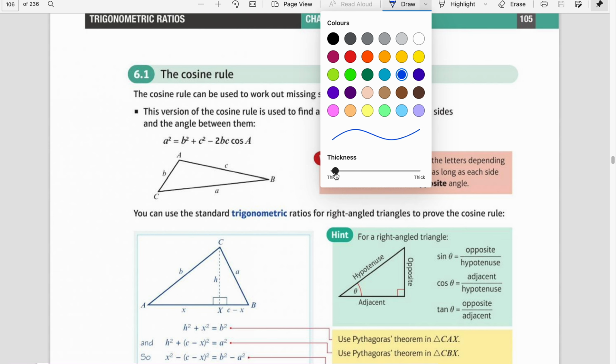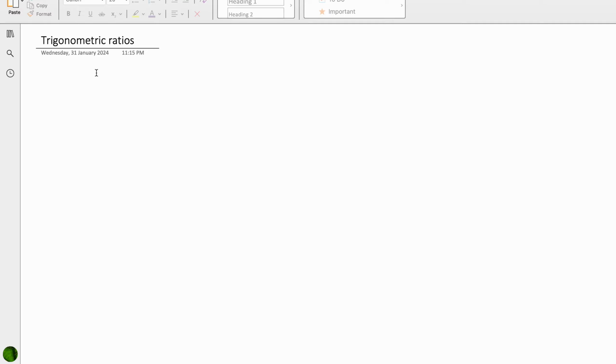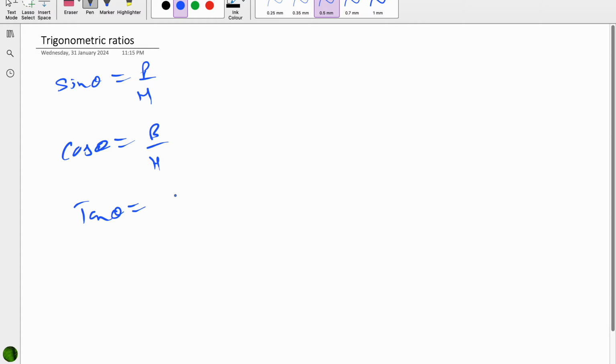Sine theta is perpendicular over base. Let me write it here. So sine theta is perpendicular over hypotenuse, cos theta is base over hypotenuse, and tan theta is perpendicular over base.